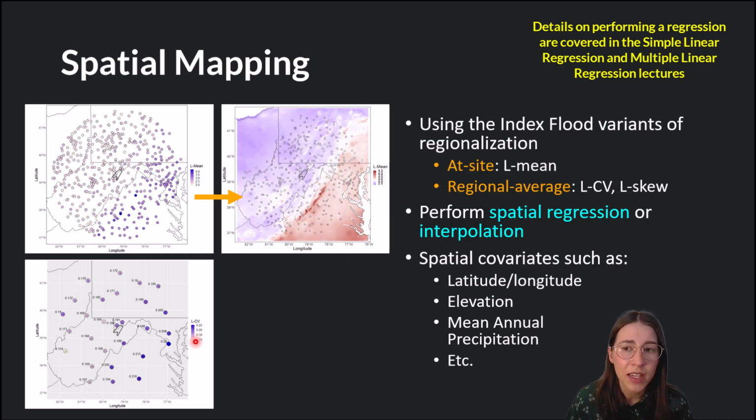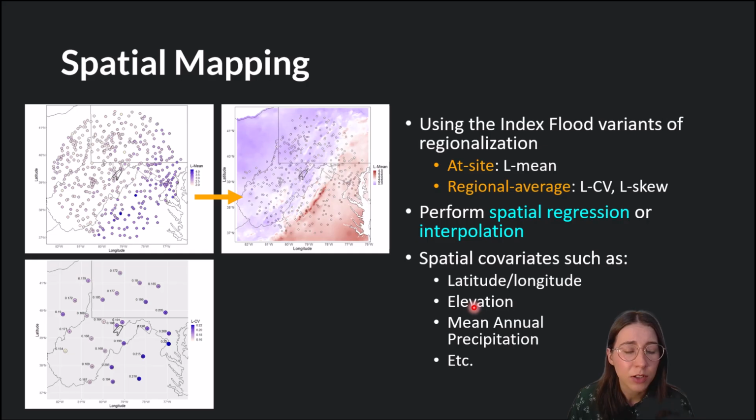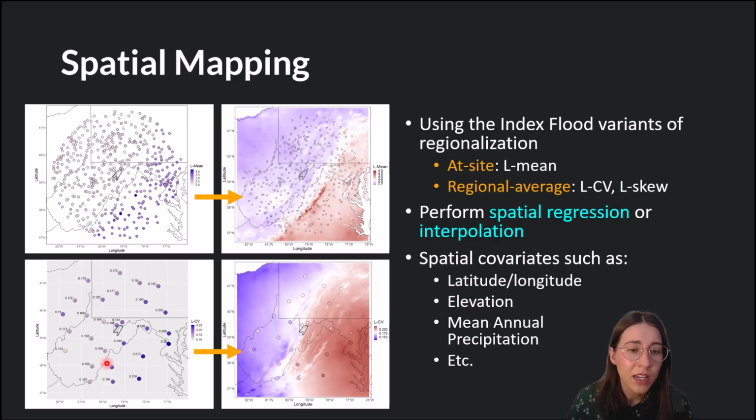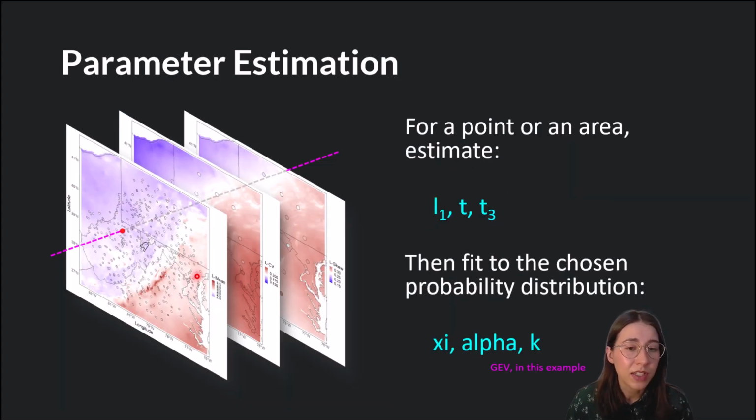Next, for LCV and for L-skew, we use the regional average values. We can similarly perform a spatial regression using various spatial covariates and perform the regression using these regional average LCV and L-skew values. What this produces is a spatially continuous map of L-mean, LCV, and L-skew, from which we can grab the L-mean, LCV, and L-skew for any single point or area, even if there's no site located at that location. This is very helpful for estimating locations that don't have a gauge.